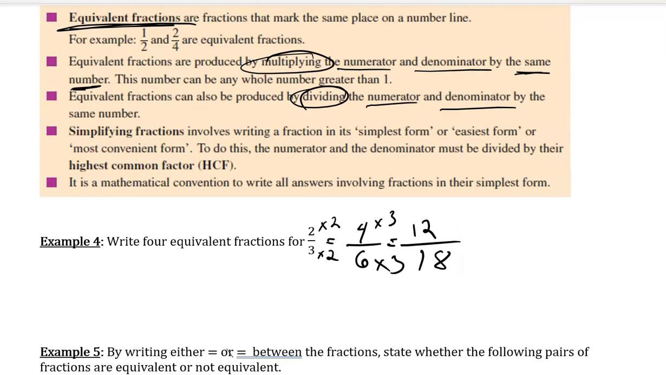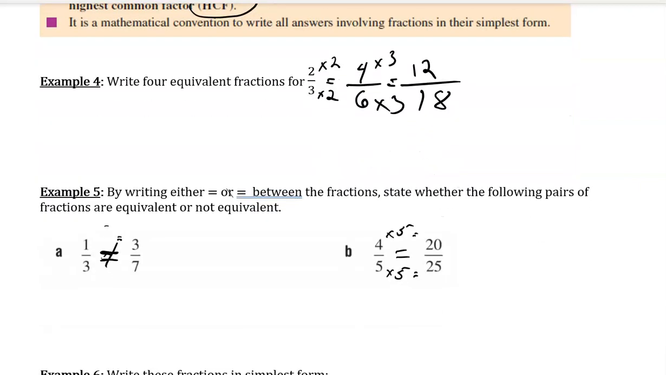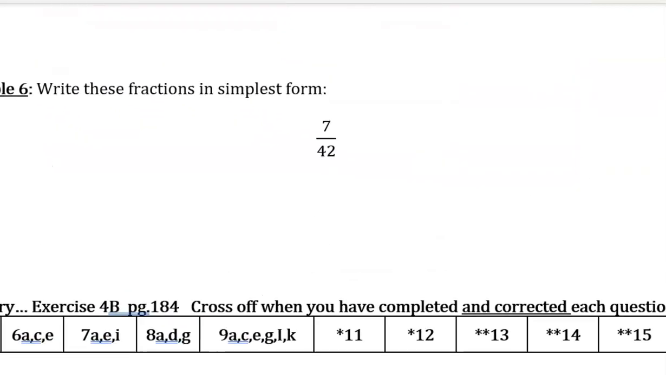Now, the other way around, instead of finding equivalent fractions, is to simplify fractions to their simplest form, or their easiest form, the most convenient form. To do this, we need our old friend, the highest common factor. So let's look at some examples. Write these fractions in simplest form.